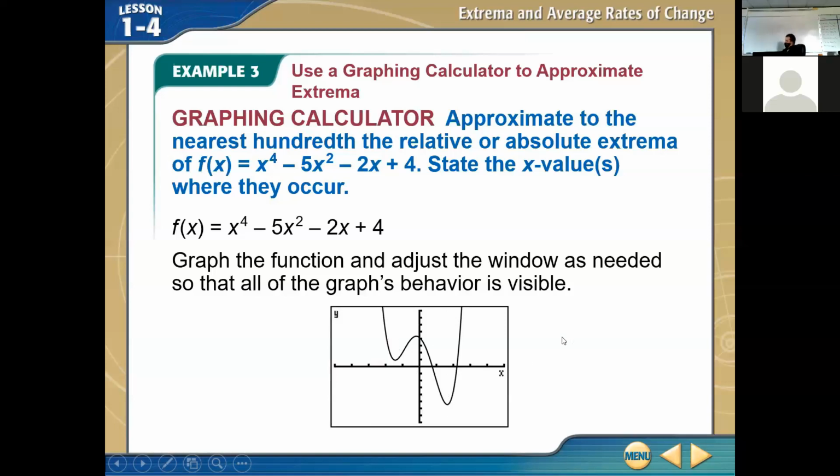And then they want you to use the trace function or the calc function. To access the calc function, you'd hit second trace and it's going to bring you to a menu. 3 and 4 on the calc menu, 3 is minimum and 4 is maximum. So we'd be able to use our graphing calculator to actually find our maximum and minimum values.